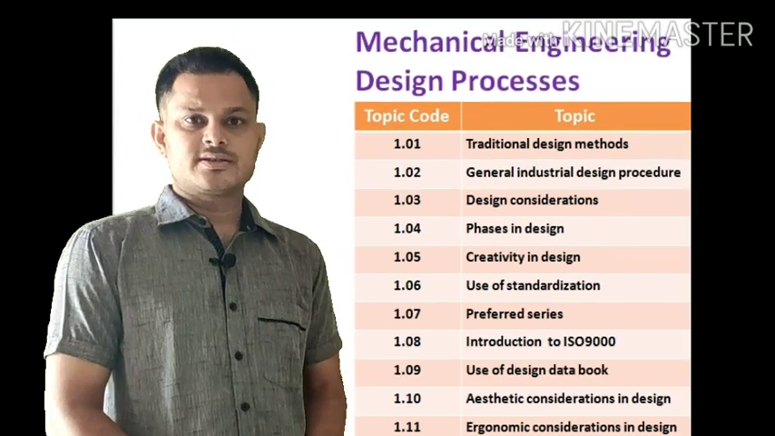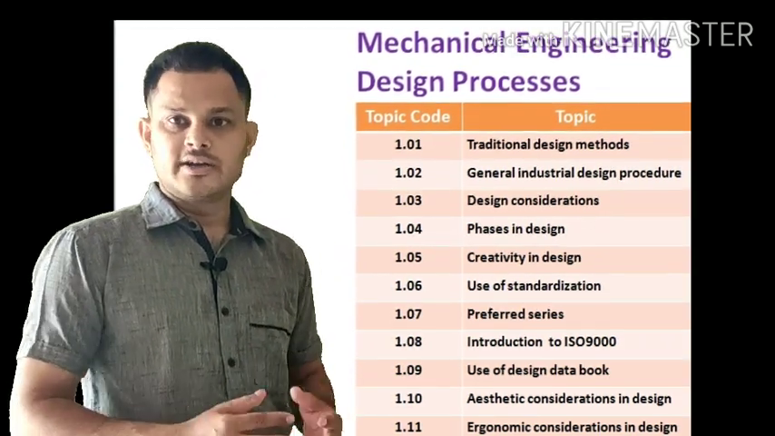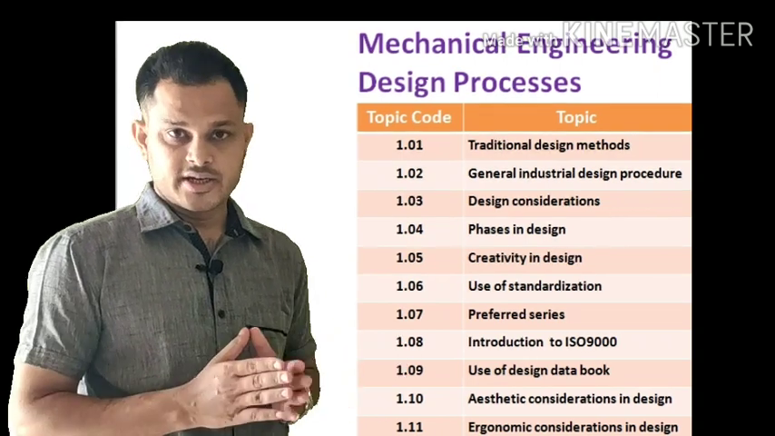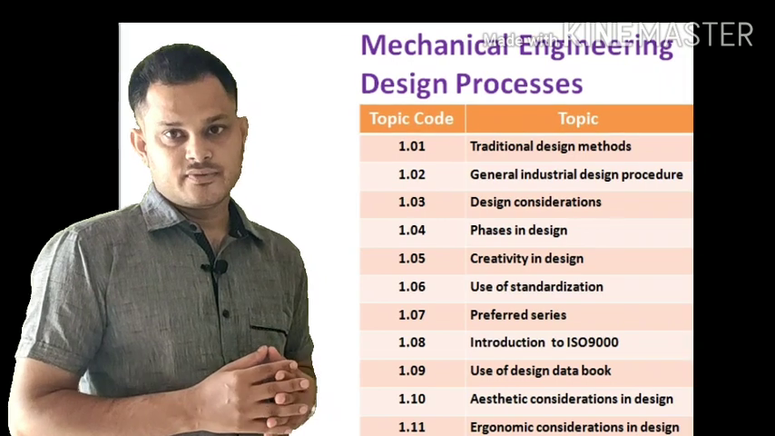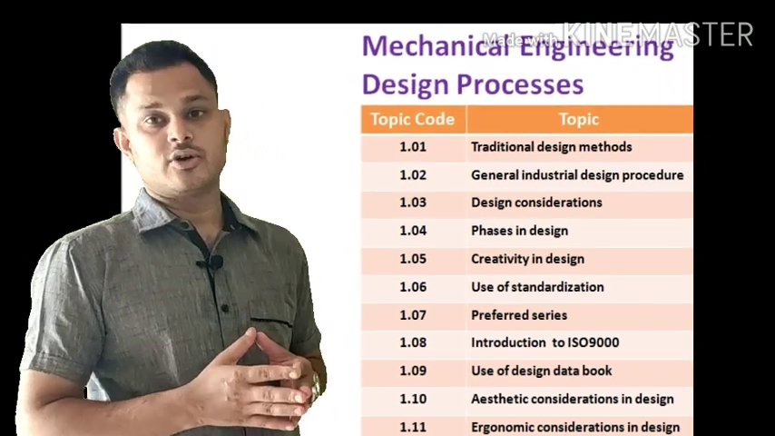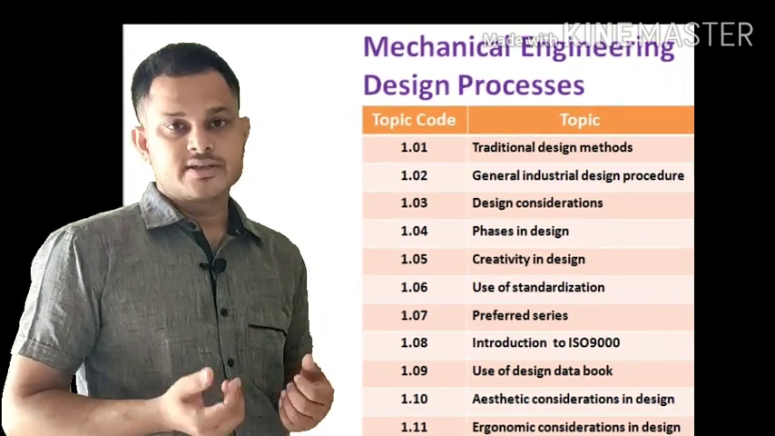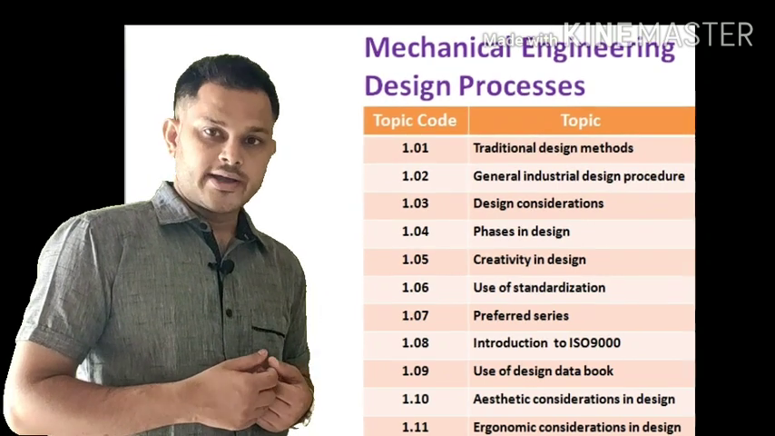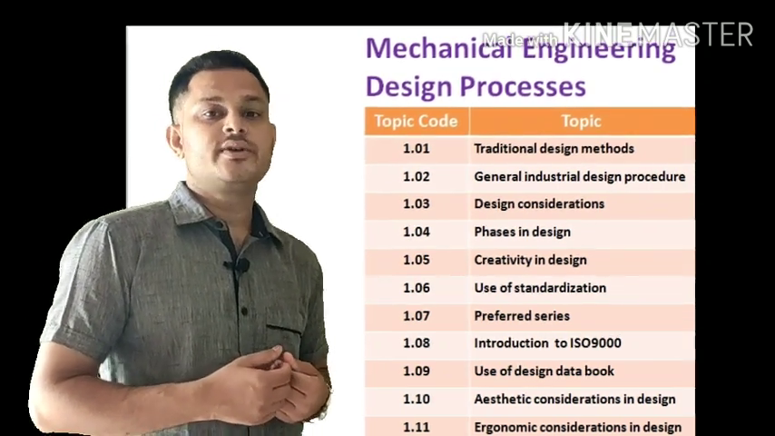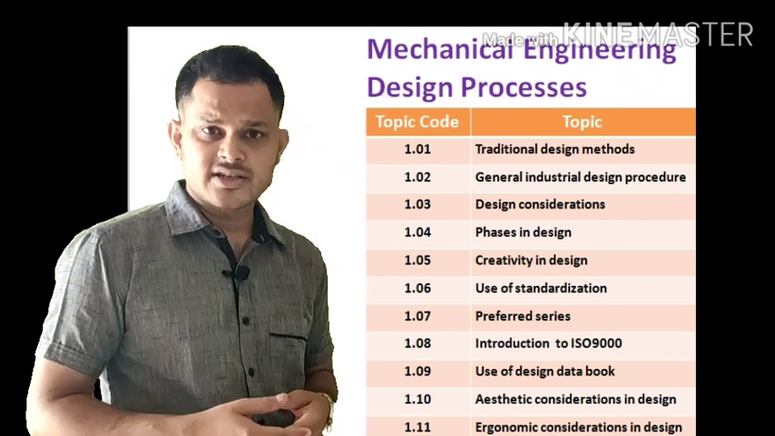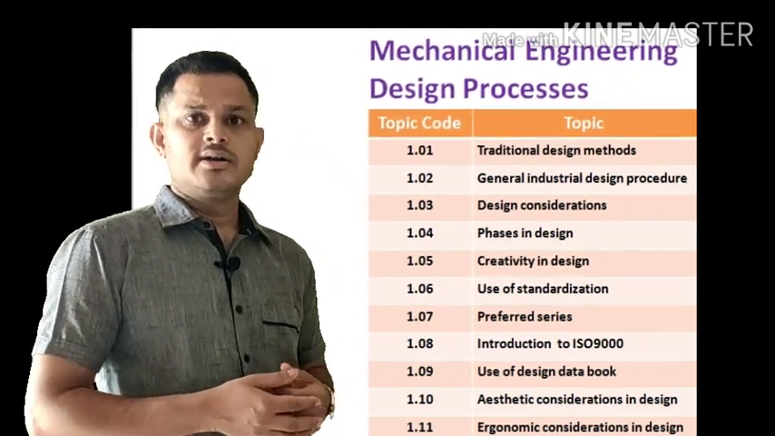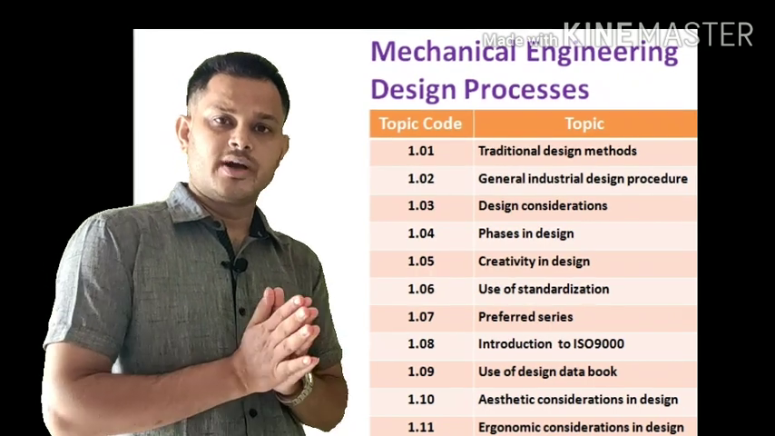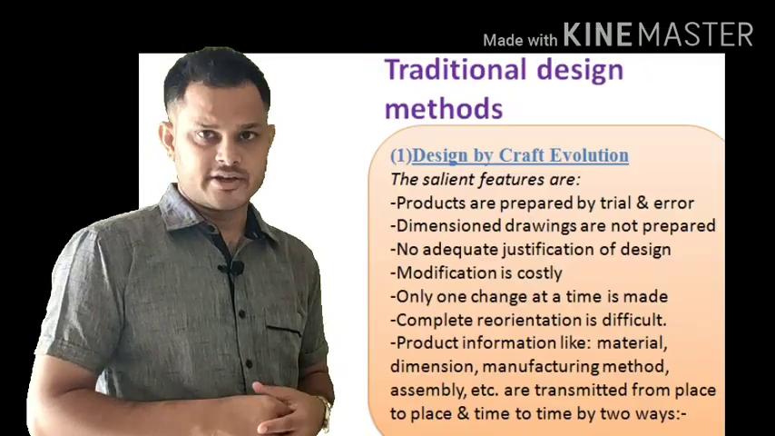The different topics in this unit are traditional design methods, general industrial design procedures, design considerations, phases in design, creativity in design, use of standardization, preferred series, introduction to ISO 9000, use of design data book, aesthetic considerations in design, and ergonomic considerations in design. Let us go one by one. The first topic is traditional design methods.